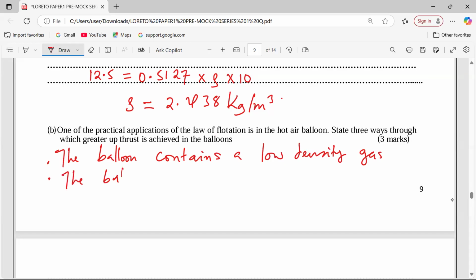Then the material of the balloon is made of a fabric with low weight. The balloon fabric has low weight. Then we also say that the balloon is wide. The balloon is broad.